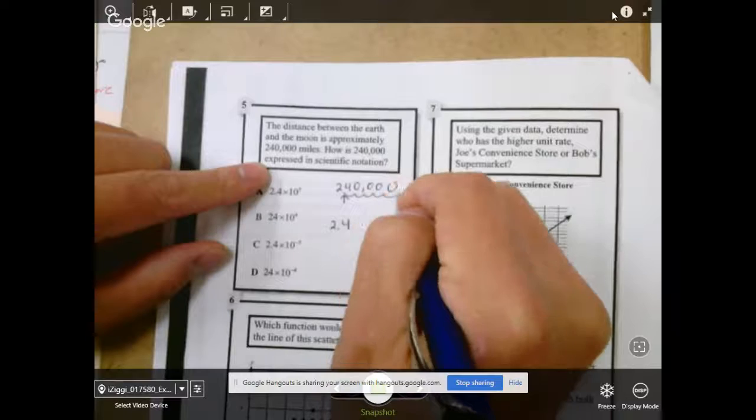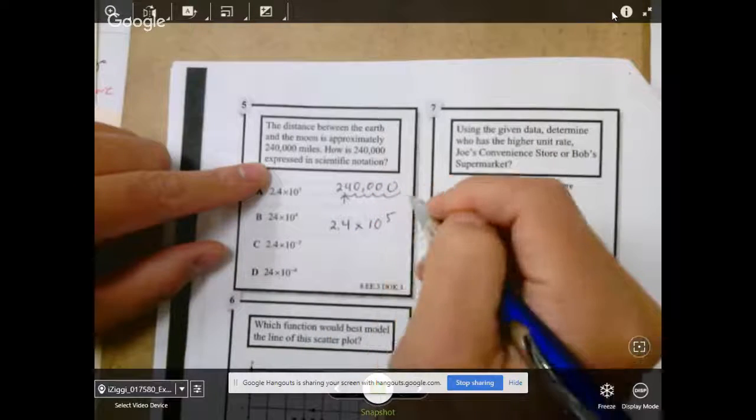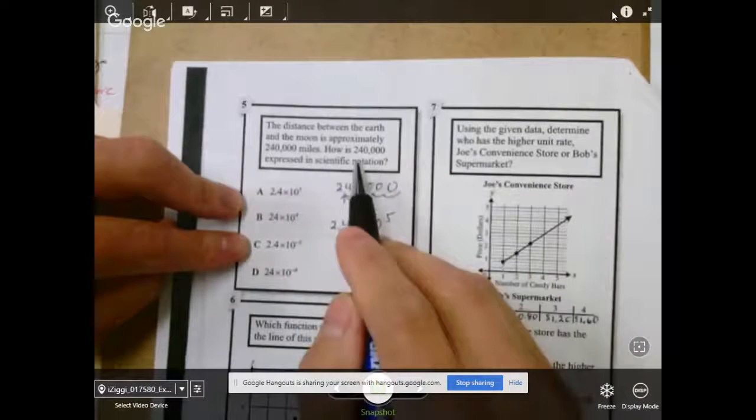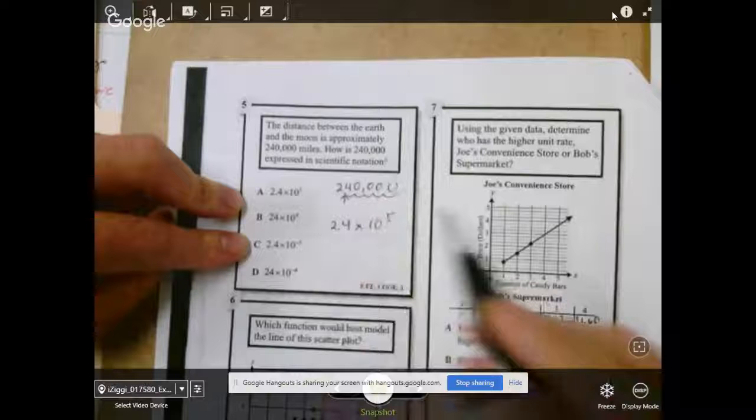Now we have to decide if it's positive or negative. The number that you started with, 240,000, is bigger than 1. Since it's bigger than 1, that exponent is going to be positive. So it's A.